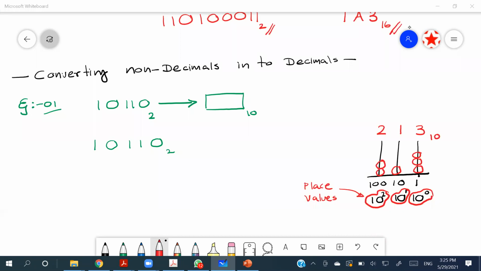Right? So all we have to do is just write the corresponding place value right beneath the symbol. So this is going to be 2 to the power 0. This is going to be 2 to the power 1. This is 2 to the power 2. This is 2 to the power 3. And this is 2 to the power 4.